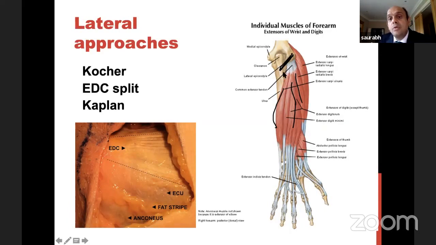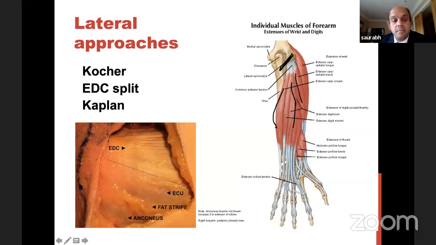Yeah. So you can imagine I've drawn this black line here. So this is ECU, anconeus will be here. So let's go back to this diagram. Between anconeus and ECU is your Kocher approach.